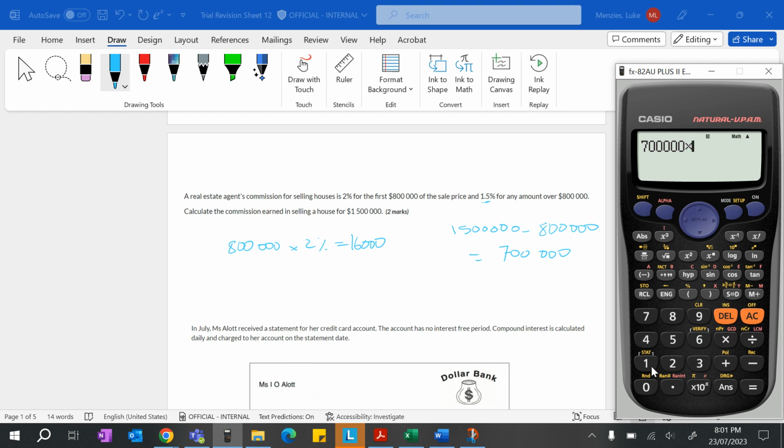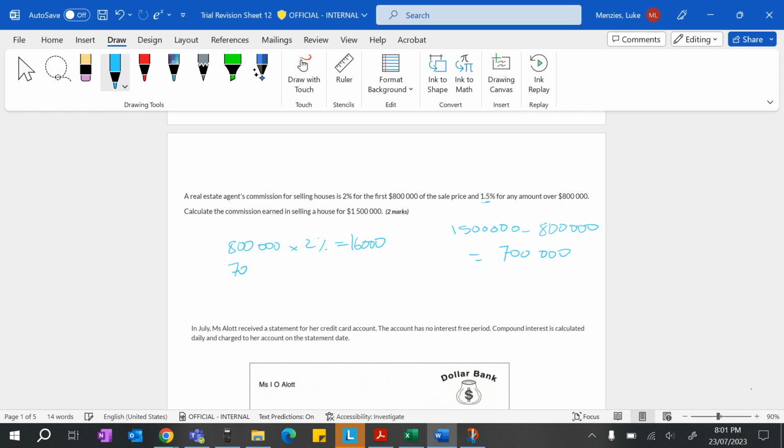So multiply this one by the 1.5%. And don't forget, these people could also be on a retainer as well. $10,500. So 700,000 multiplied by 1.5% is equal to $10,500. And the total, add those two together, is $26,500.